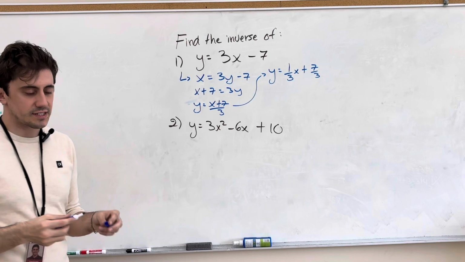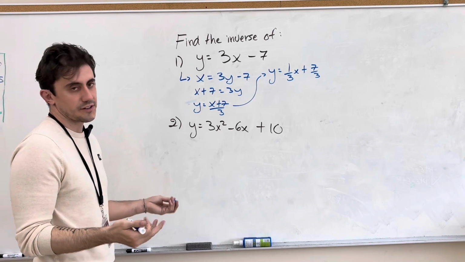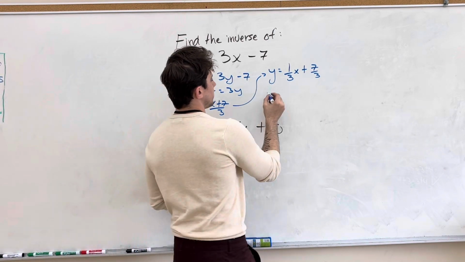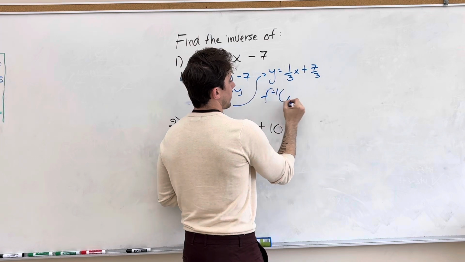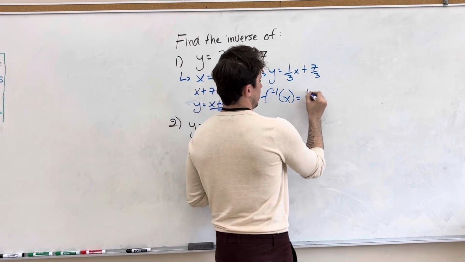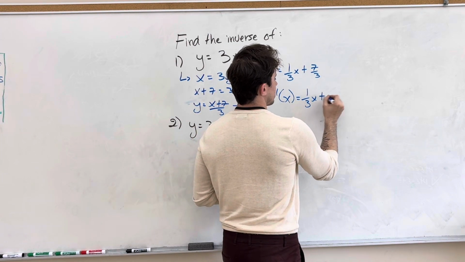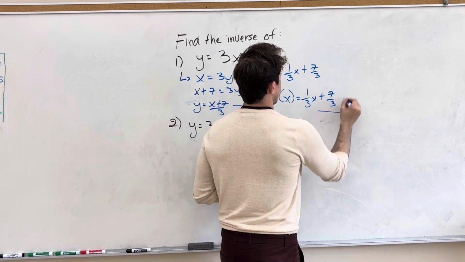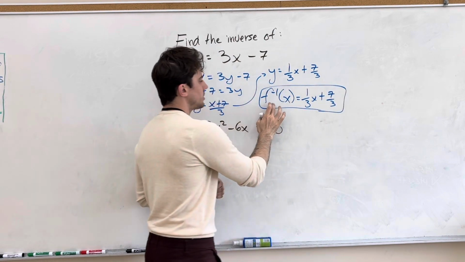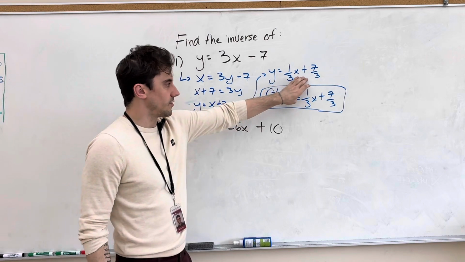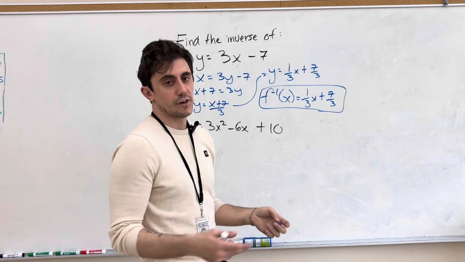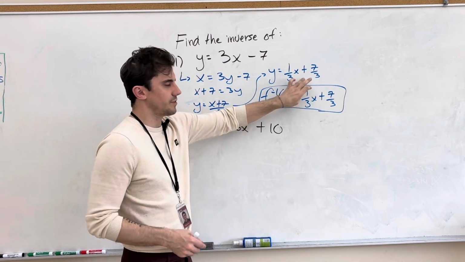Now, you guys can see that's clearly a line, and any linear equation is a function. And so we can say f inverse of x, the inverse function, is this 1/3 x plus 7/3. Again, this function notation is reserved for inverses that are not just relations, but functions as well. And you have to be able to tell if they're a function or not.